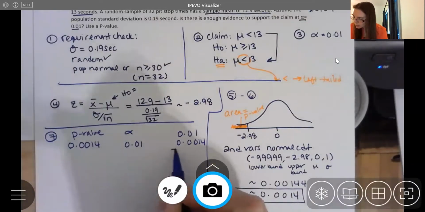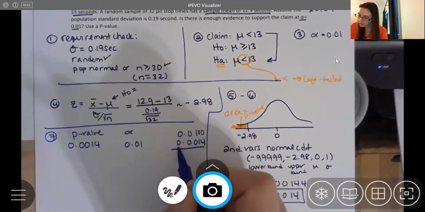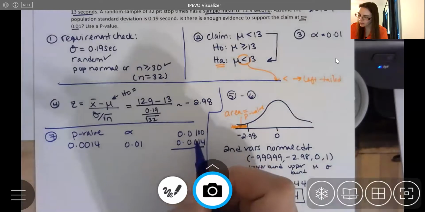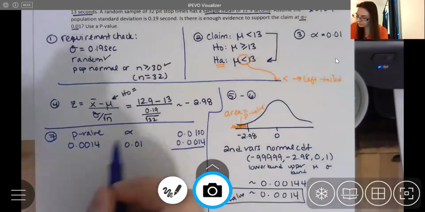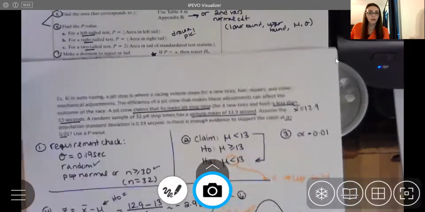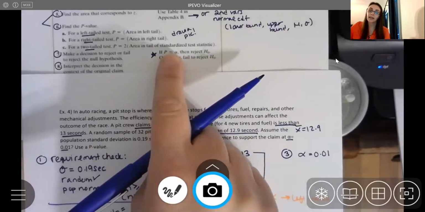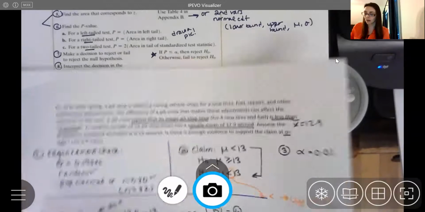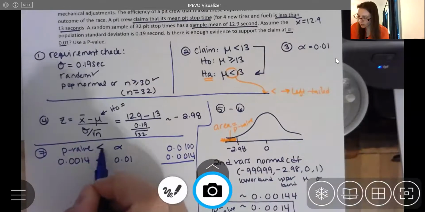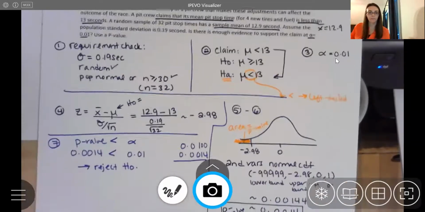Okay. So if you need to, make them the same number of decimals and go in order. So this is both 0, this is both 0, this is 1, this is 0. So this one is bigger. So your alpha here is bigger, and your p-value is smaller. If your p-value is less than alpha, or less than or equal to, that's when you reject the null. So our p-value here is smaller than alpha, so we are going to reject the null hypothesis.